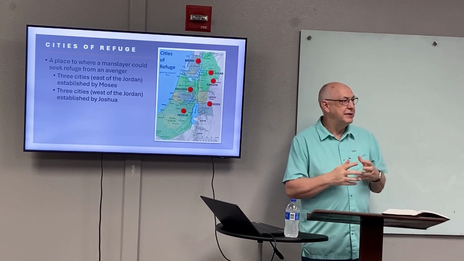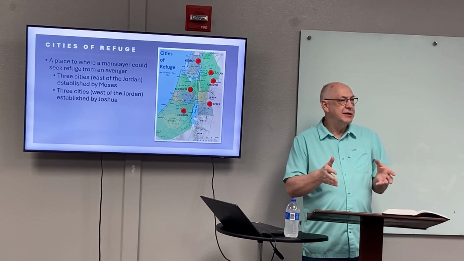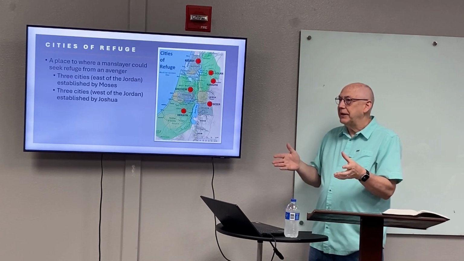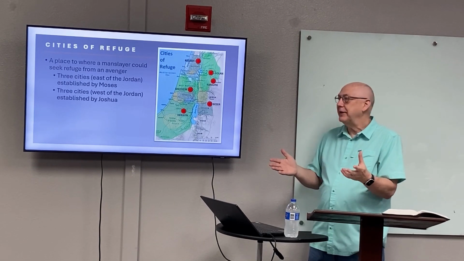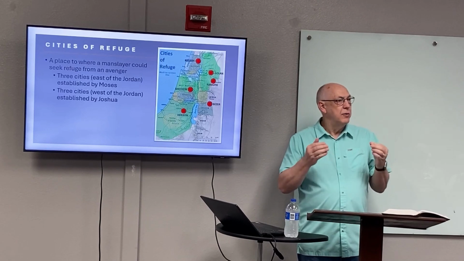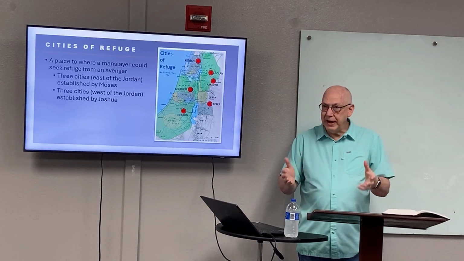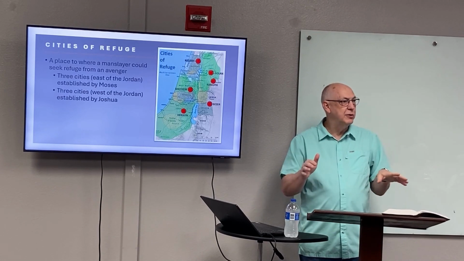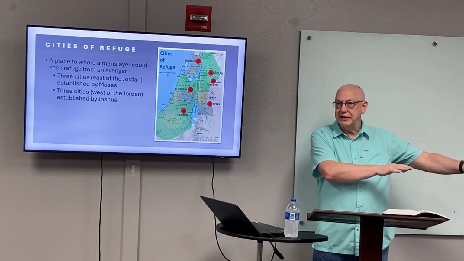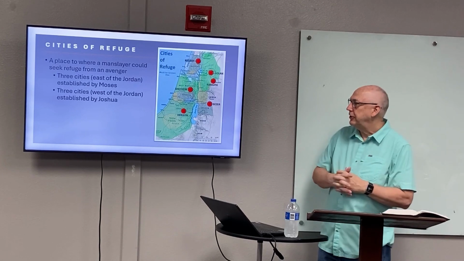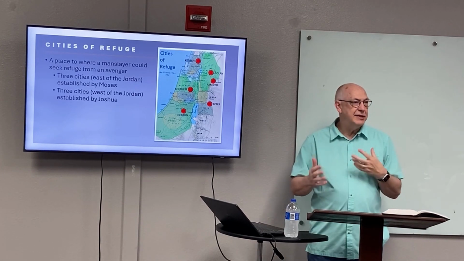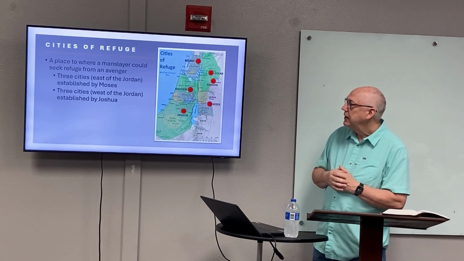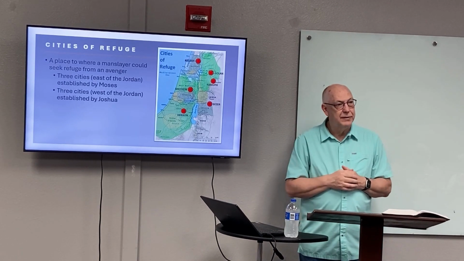There are rules about the roadway itself between the cities. They were to be wide. I think 40 feet was the rule, which seems like a super highway back then. But these had to be well-marked roads, well-paved roads, or smooth roads. There should be no obstacles to being able to move to these cities if you are fleeing a blood avenger. So that's the idea of the cities, is that they are accessible, they're evenly spaced, and you can get to one fairly quickly.